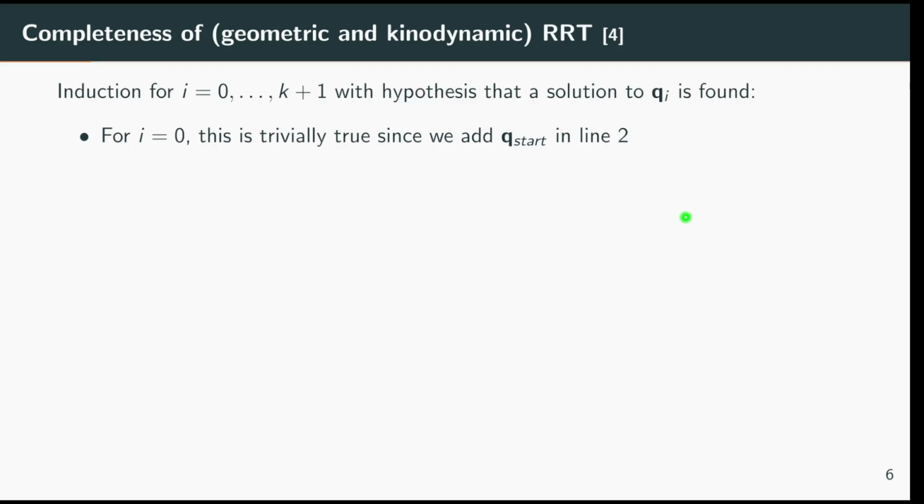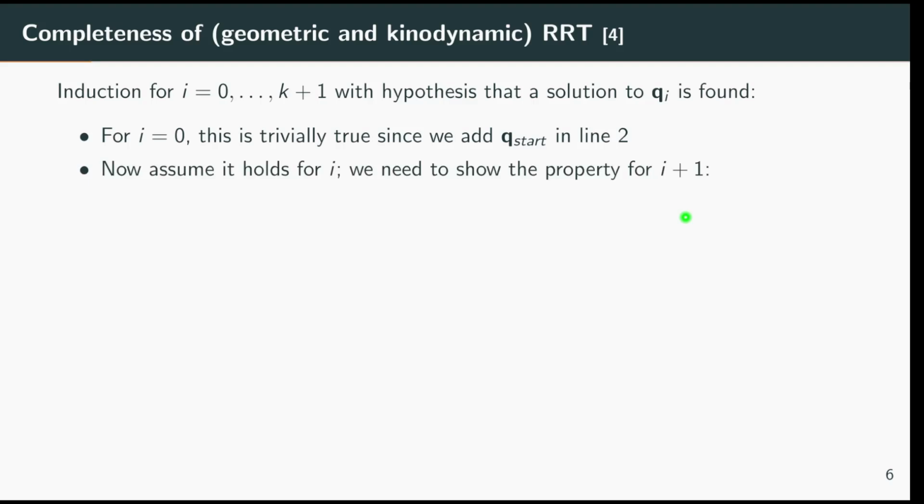And then for the induction beginning, that is trivially true because I equals 0 means we are at the first configuration. By definition, that is our start configuration. And then in the pseudocode, we always add the start configuration to the tree, and therefore it's in the tree and we are good.